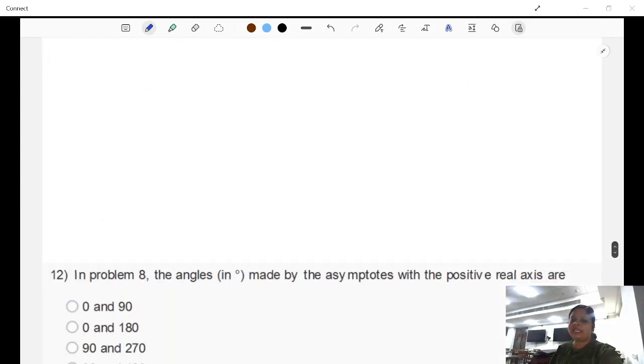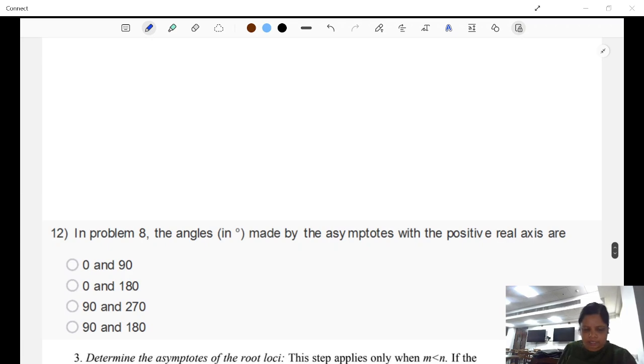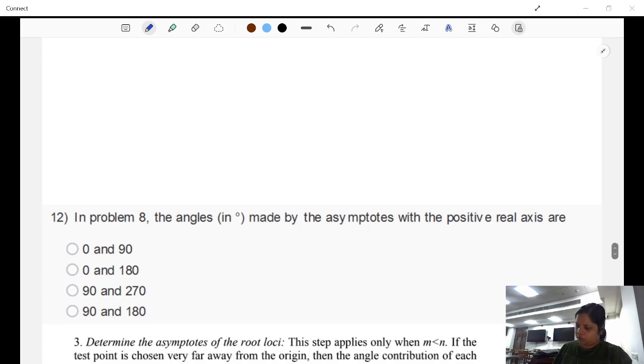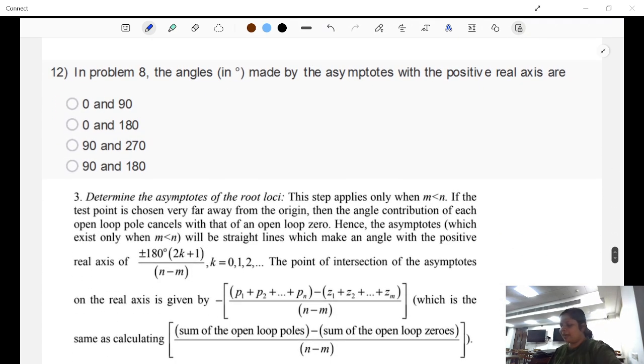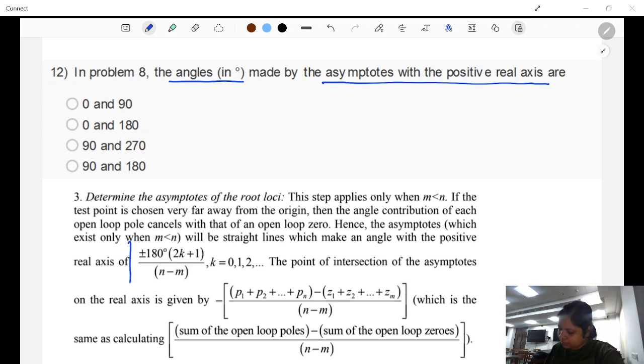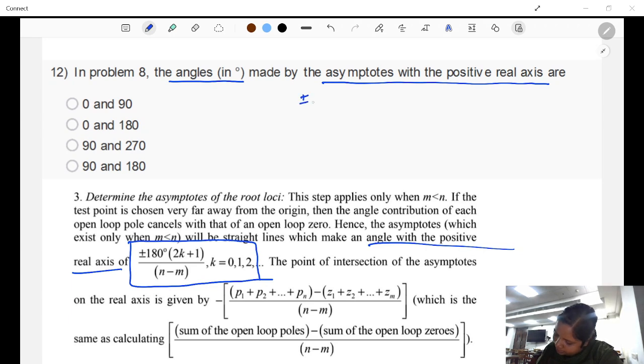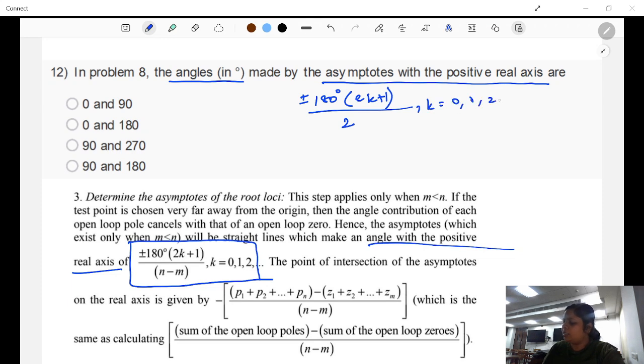Then, this is basically the order in which the questions are discussed, the way to solve a root locus problem. Now, the angles in degrees made by the asymptotes with the positive real axis are what? You see the formula given here for the angle with the positive real axis. It is plus minus 180 degrees (2k plus 1) upon (n minus m). What was n minus m? 2, where k can be 0, 1, 2 and so on.